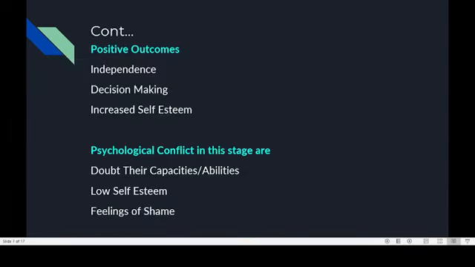The positive outcomes are that the children are made independent, and they have the freedom to make decisions, which increases self-esteem. The psychological conflict in this stage is that children doubt their own capacity and abilities when they are not properly guided, so they have low self-esteem and feelings of shame.